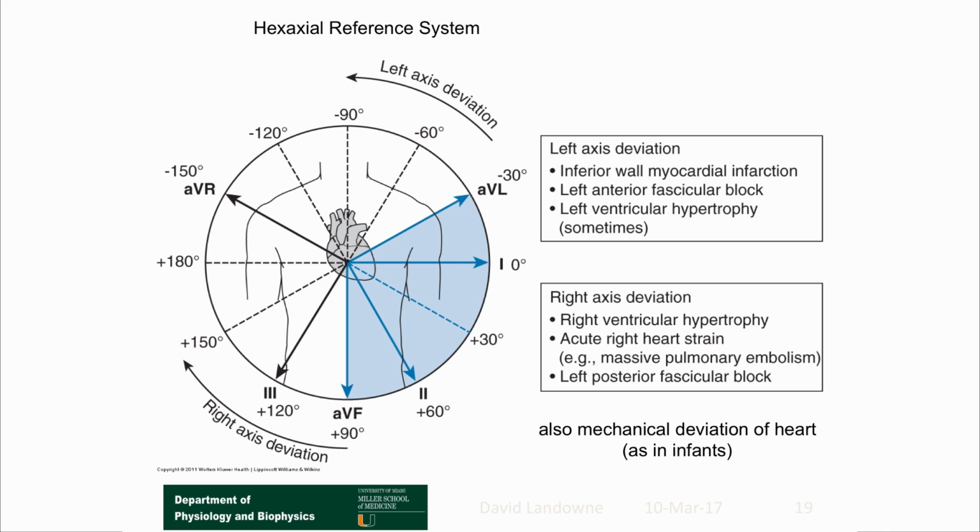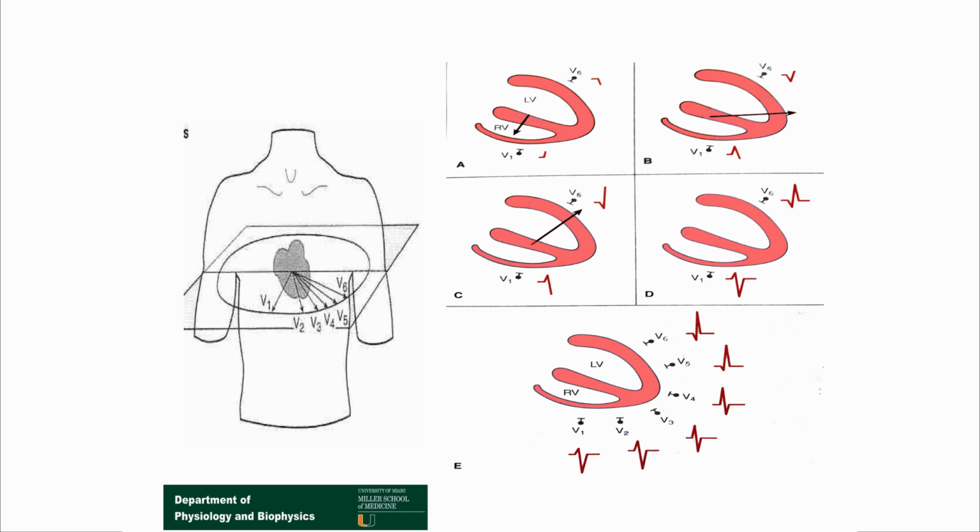All right, so let's move on now and take a look at the horizontal plane around the heart, where we have these chest leads, V1, V2, V3, V4, V5. These are around the chest, close to the heart, and they measure voltage changes that take place in the horizontal plane. This is the horizontal plane shown here.